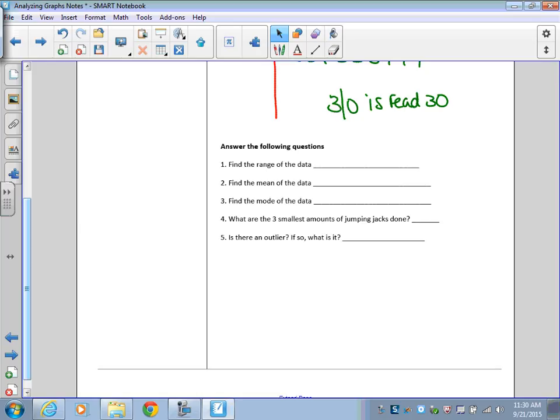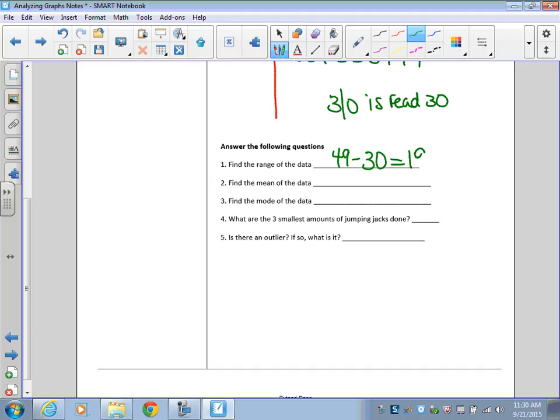Find the range of the data. Remember, your range is your largest number, then your smallest number. We did that in our previous lesson. Find the mean. Another word for mean is average. Hope you remember how to find the average because we did that as well in a previous lesson.